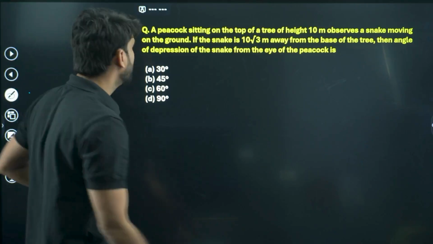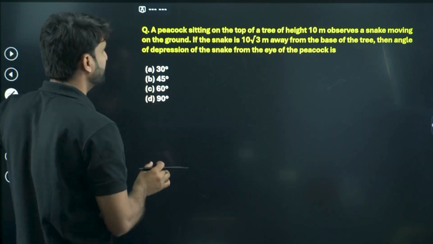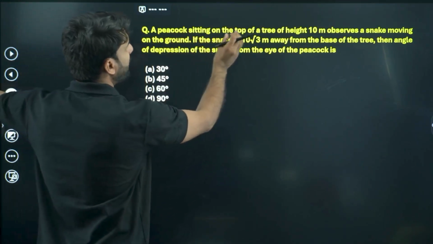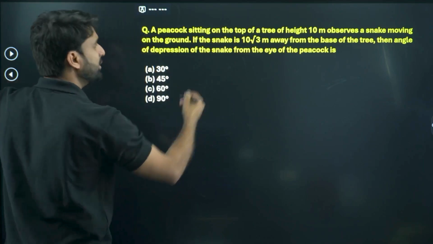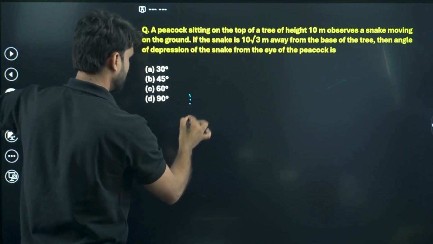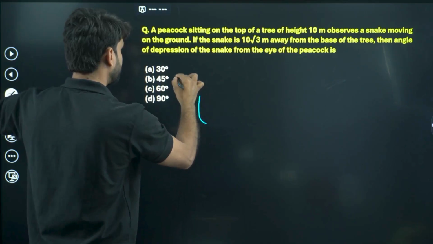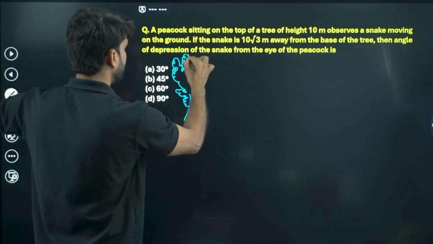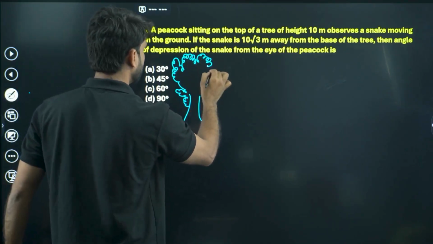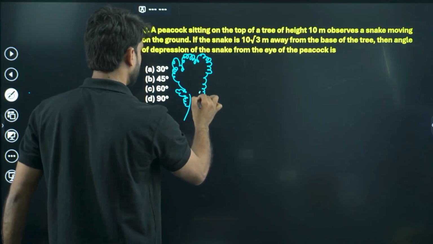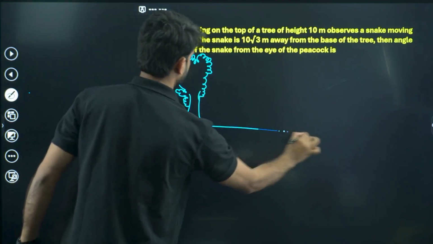Okay, so let's draw the situation here first. A peacock sitting on the top of a tree. Okay, so a tree is here. Let's draw a tree. Wow, my drawing is too good. Wow, this is the earth.